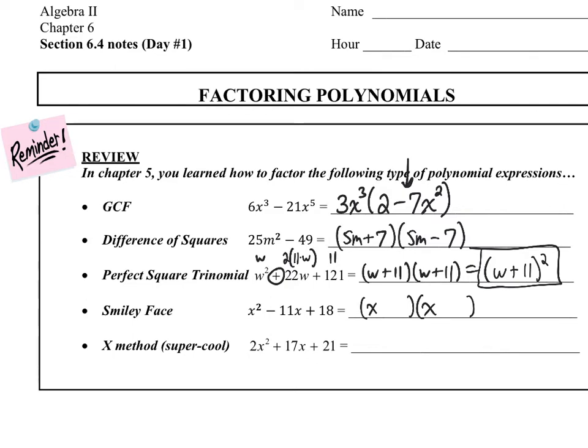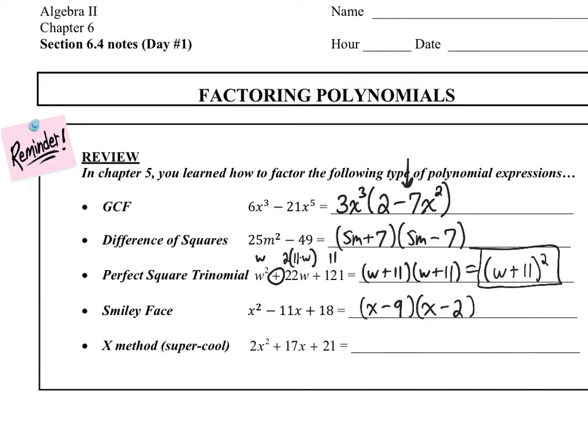And now we need to use something that's going to multiply to positive 18 and add to negative 11. Well, it's going to add to a negative and multiply to a positive. They both have to be negative. And then what numbers add up to 11 that multiply to 18? Well, that's going to be 9 and 2. And there it is. That's how you factor x squared minus 11x plus 18.